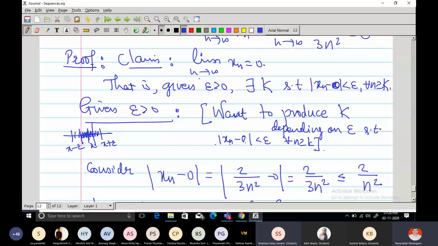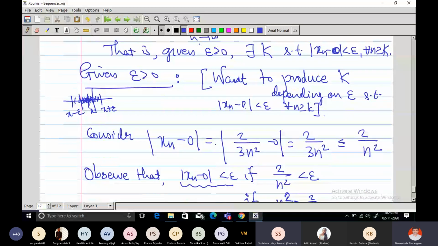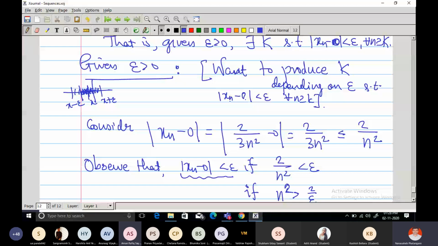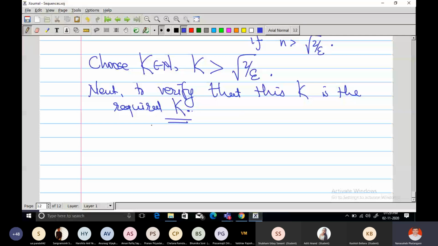Mod of xn should be less than epsilon for n greater than or equal to k. So our purpose was to produce k, and what was the purpose of producing k? After k onwards, all terms have distance less than epsilon from 0. And say distance, avoid using the word mod, because we are talking about the distance between the terms. So you always say distance, because absolute value is a distance. Okay, so how to verify this is the required case?